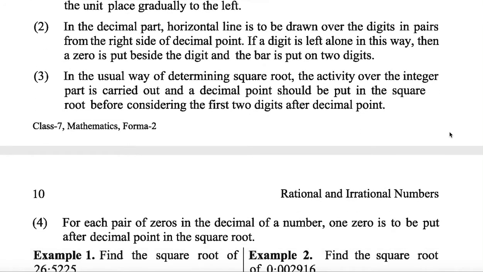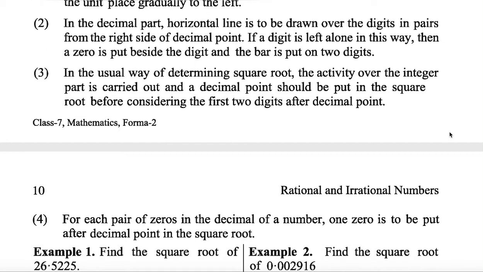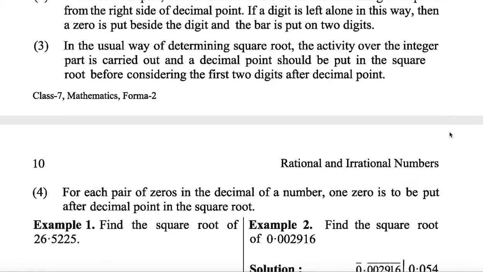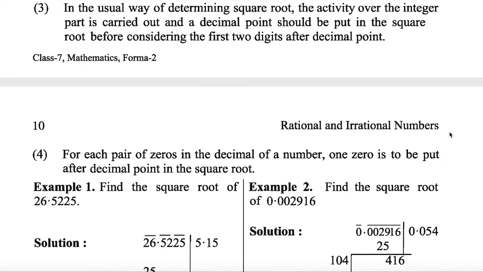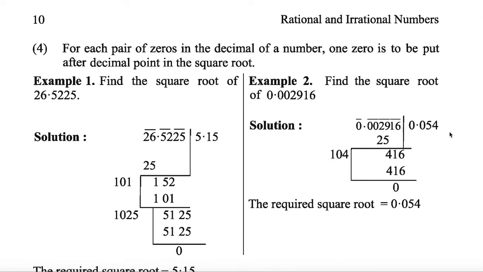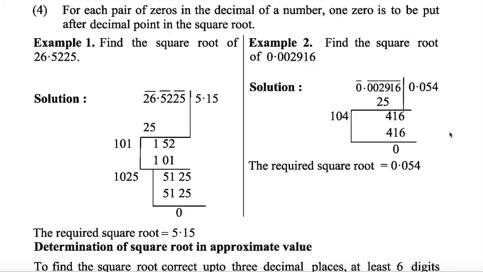In the usual way of determining square root, the activity over the integer part is carried out and the decimal point should be put in the square root before considering the first 2 digits after decimal point. For each pair of zeros in the decimal of a number, 1 0 is put after decimal point in the square root. This will be clearer when you see the example.